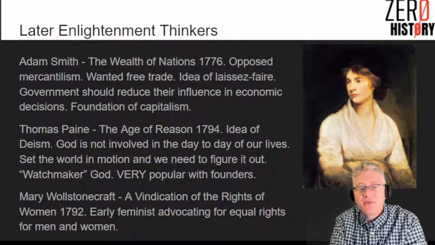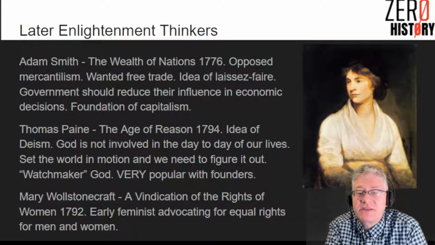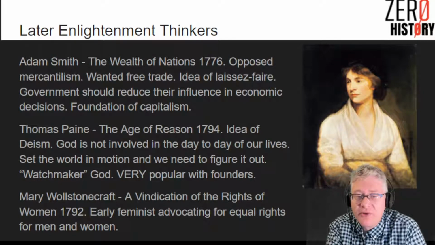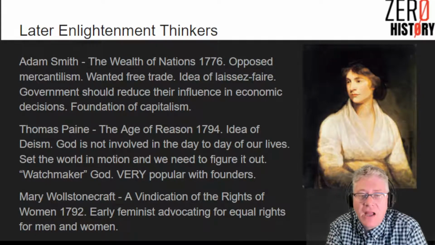So the idea then for these folks, which also very much applies to scientific revolution folks, they like this idea too, is the idea that the world is in motion and we can figure it out, that the world runs by these laws that God has set up. And if we're able to figure those laws out, we can figure out sort of how to make this world even better in the eyes of God. This idea was very popular with founders. So, for example, George Washington, Thomas Jefferson, Paine himself was a founder. A lot of them were really big believers in this.